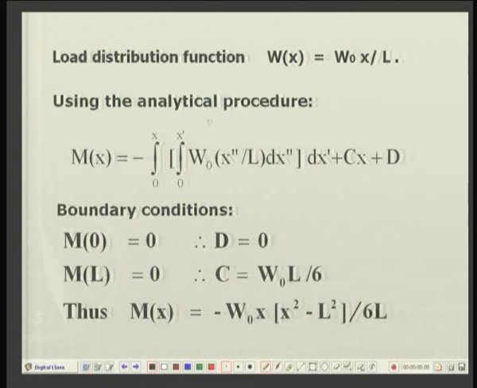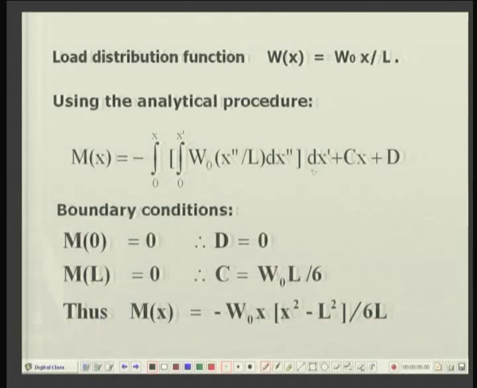So, you integrate it once, twice, and then since both these supports are simple supports, the bending moments at these two supports must be equal to 0. So, M at x is equal to 0 is 0, which will give this constant of integration D equal to 0. M at x is equal to L is equal to 0. This gives easily the constant of integration as W0 L by 6.